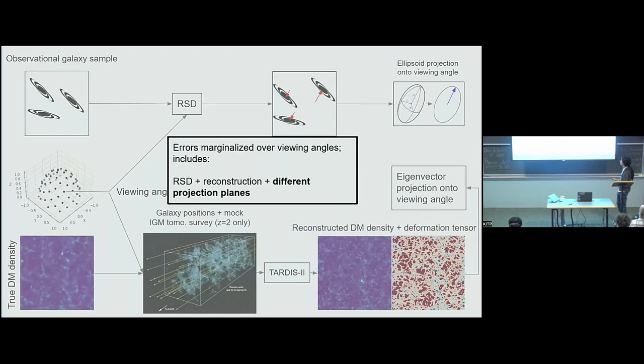Because we have this sample which is marginalized over all these viewing angles, when we compute the errors on the shape alignment using bootstrap sampling, we're bootstrapping over both the galaxy sample and over all of these viewing angles. So the errors that we calculate include the errors we get from performing RST on different viewing angles, reconstruction using data along different viewing angles, and also importantly, the effect we discussed before, where projecting onto different planes normal to the viewing angles induces a pretty significant variance in the alignment we see.